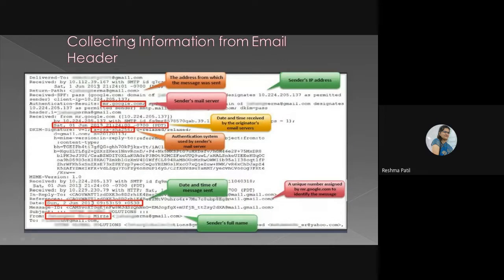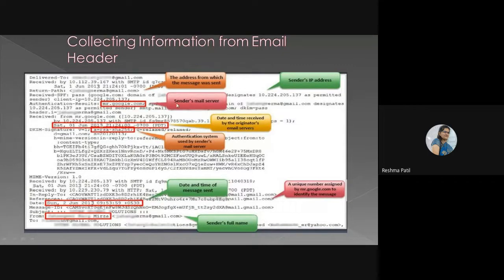Here you can see an example of an email header. If you check your email header, you will get all this information mentioned here. We will see this part in detail in the next chapter. Here is the address from which the message was sent, the sender address. Then the sender mail server, which mailing server they have used, is written here. Then the date and time received by the originator's email server.